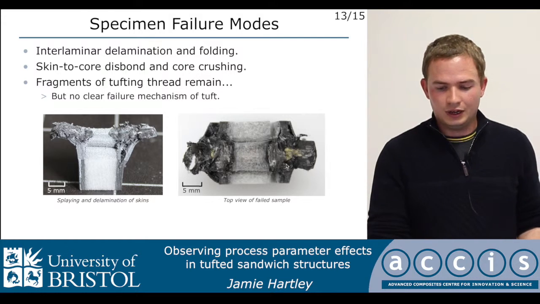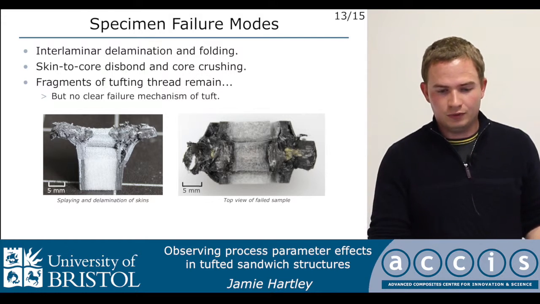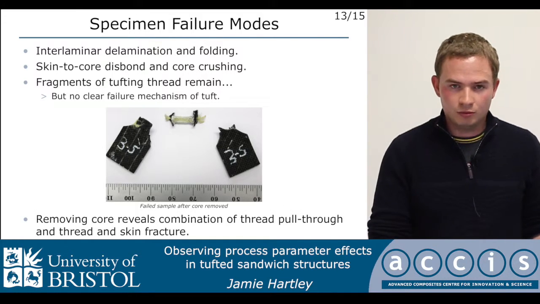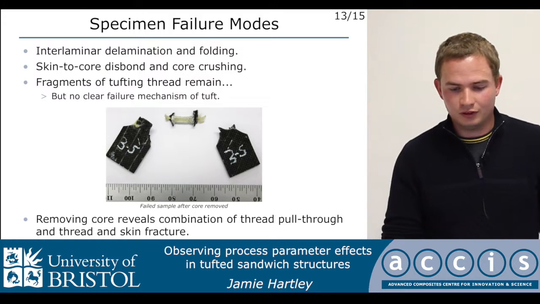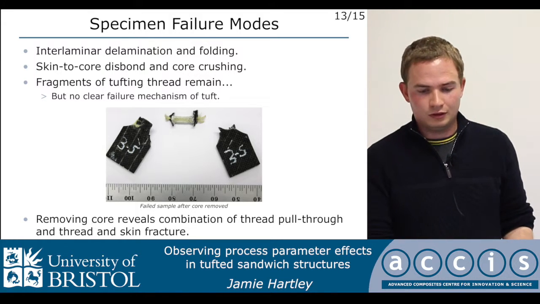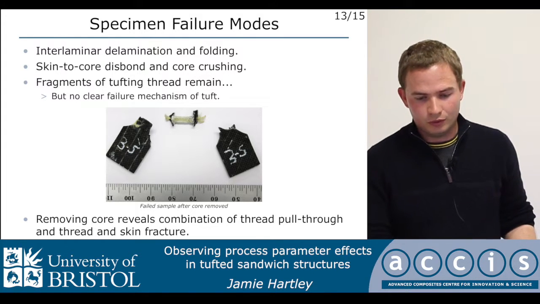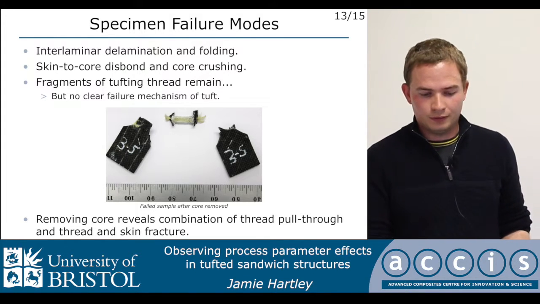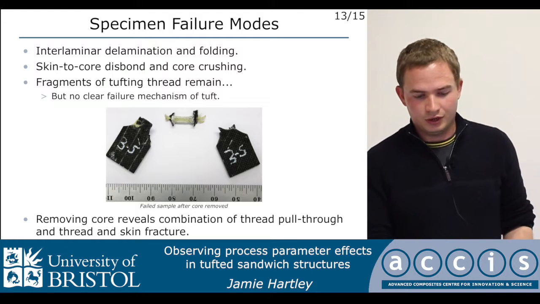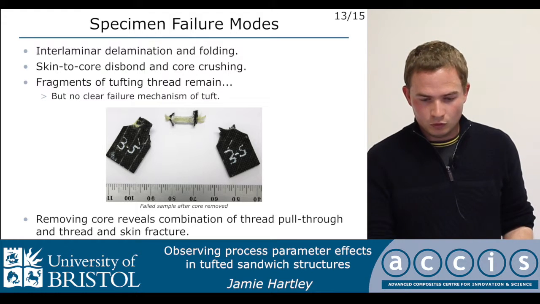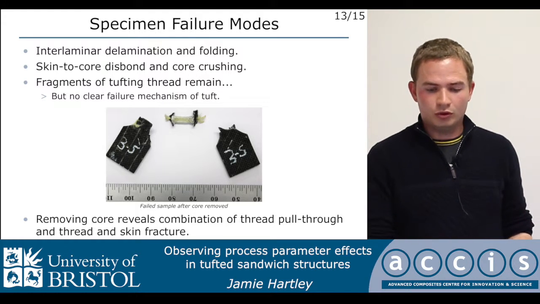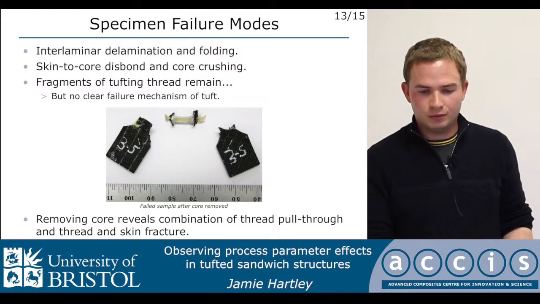But what is not clear is how this tuft is actually failing, in order to correspond that to the loading results. So what we're able to do is, by dissolving the Rohacell core of the sandwich in a sodium hydroxide solution, isolate the tuft column, and therefore we can see how this tuft has started to fail. So as I said at the bottom, there's a combination of thread pull-through and thread and skin fracture, which implies that the tuft is failing more in a shearing motion as it's being pushed down rather than a tensile failure and pull-through of the loop.